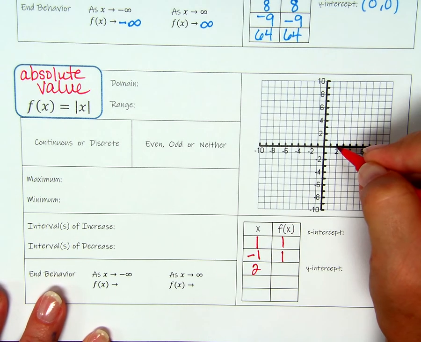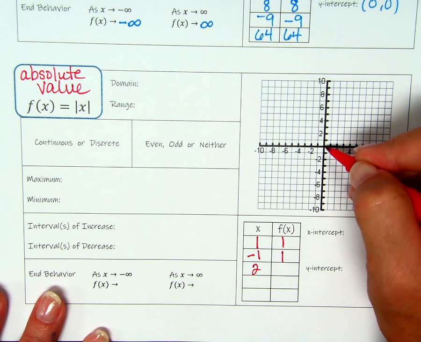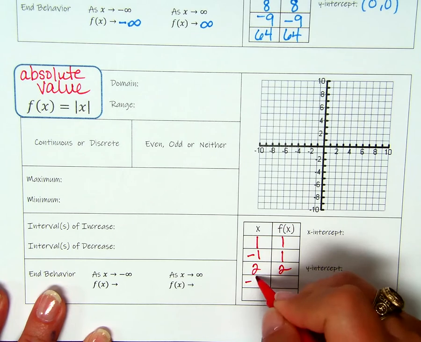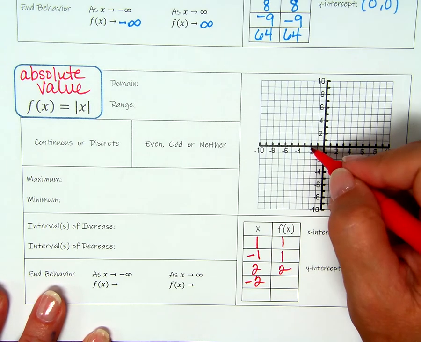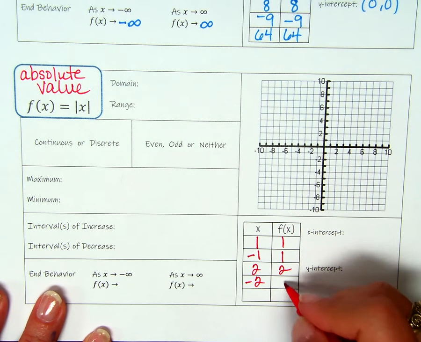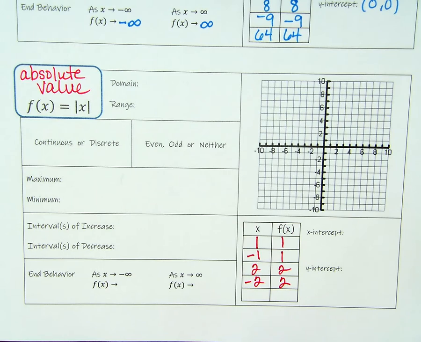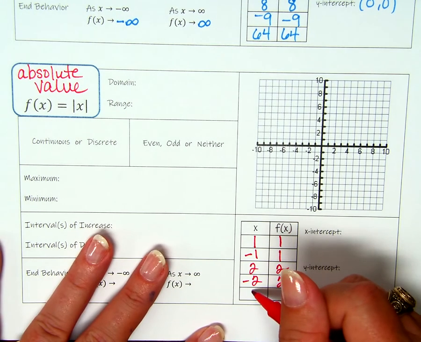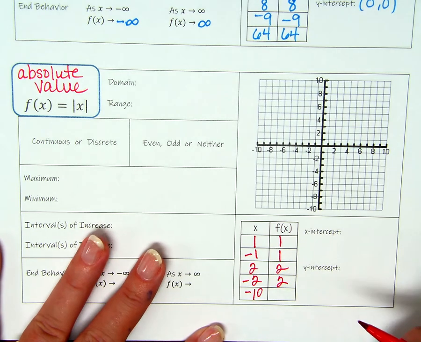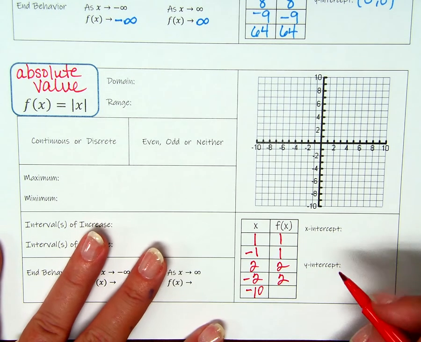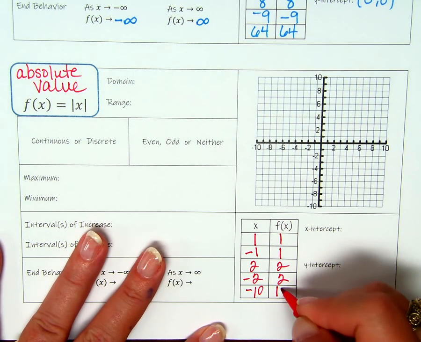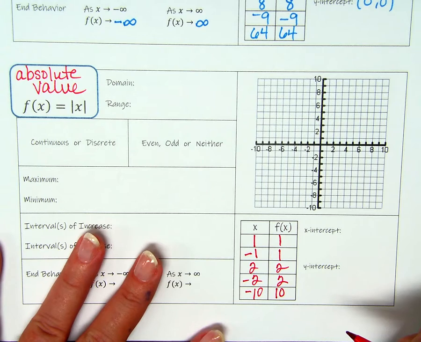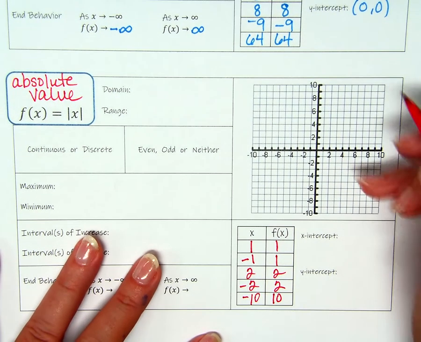What if it's a positive 2? How far is 2 away from 0? 2. So what about negative 2? How far is negative 2 away from 0? Okay, positive 2, right? Does everybody understand that? Okay, give me one more value. Negative 10. How far is negative 10 away from 0? 10. Okay? So let's plot these on the graph.